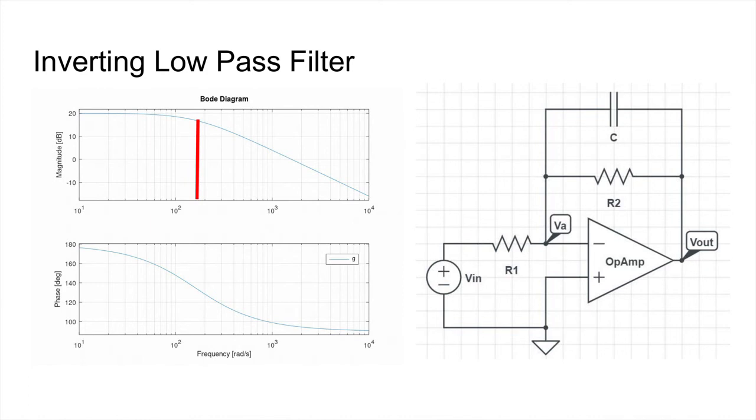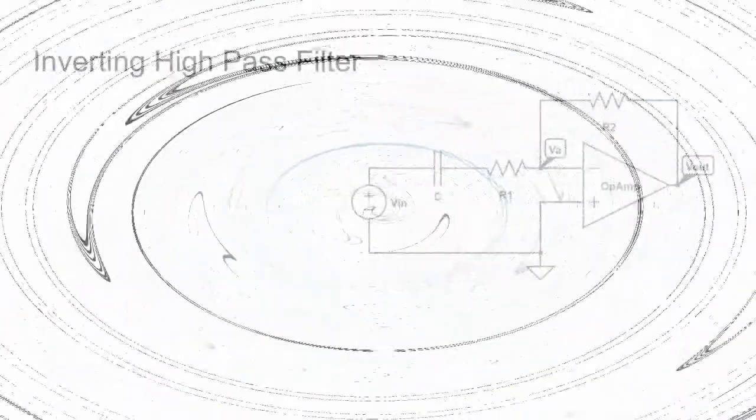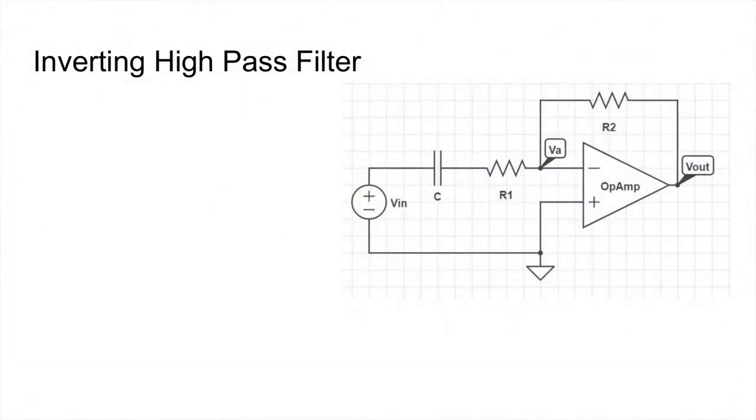Okay, we took a look at a low pass filter. Now let's take a look at a high pass filter. Again, we're going to do an inverting one, and again, we will be looking at that VA node. So this starts out pretty similar as before. We look at that node and we do our node voltage. We do VA minus VIN over the impedance there, plus VA minus Vout over the impedance in the feedback loop. We already know that VA is 0, so we'll plug that in.